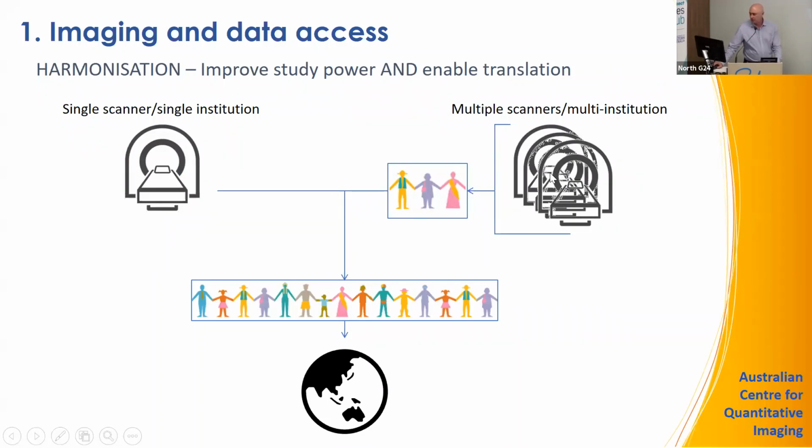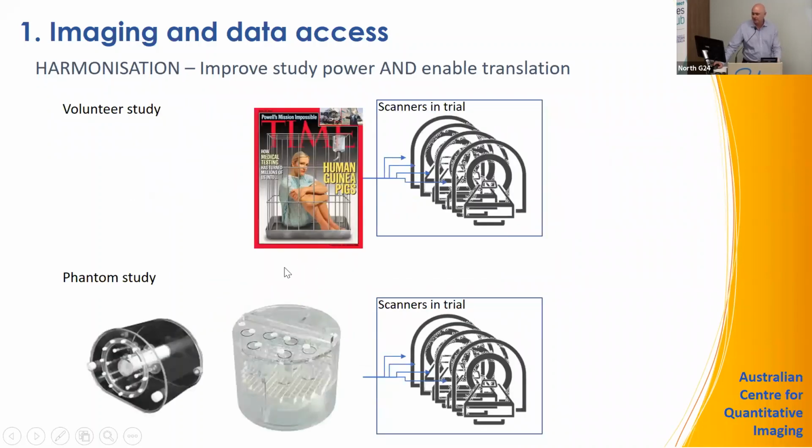And so this is very important if we want to derive a quantitative biomarker that's going to be equivalent no matter where a patient is scanned. And then, of course, we want that to be equivalent to the same scan performed anywhere in the world, so that biomarker can be translated anywhere. And there's a couple of different ways to do this.